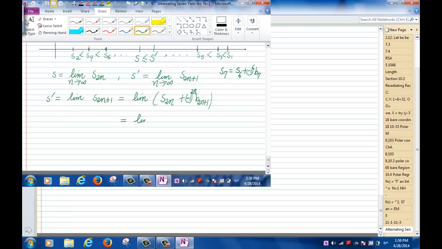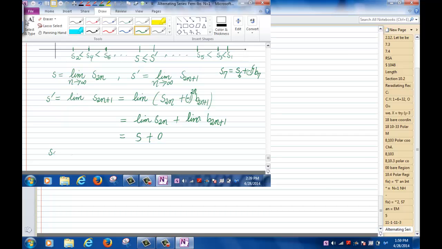Well, that's the same as taking the limit of S_2n plus the limit of b_2n+1, right? Because negative 1 to the 2n is positive 1. So we know that the limit of S_2n is assumed to be S. And the limit of b_2n+1 is what? My second assumption was what? In the alternating series test, b_n converges to 0. So the limit of b_2n+1 would be 0. b_n is decreasing, right, to 0.